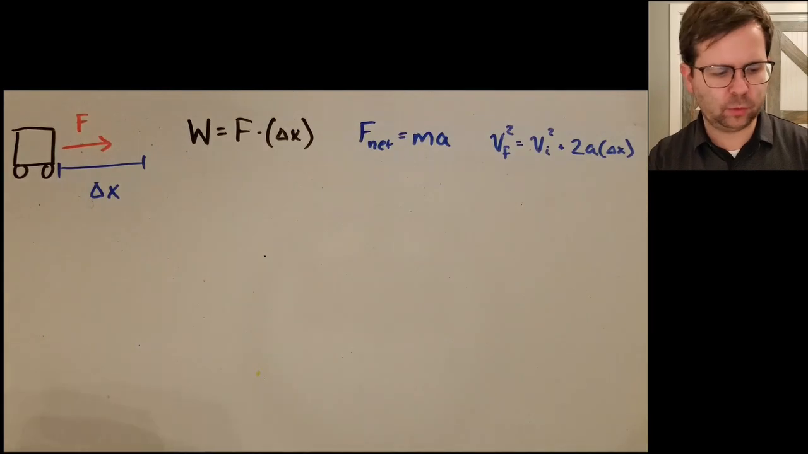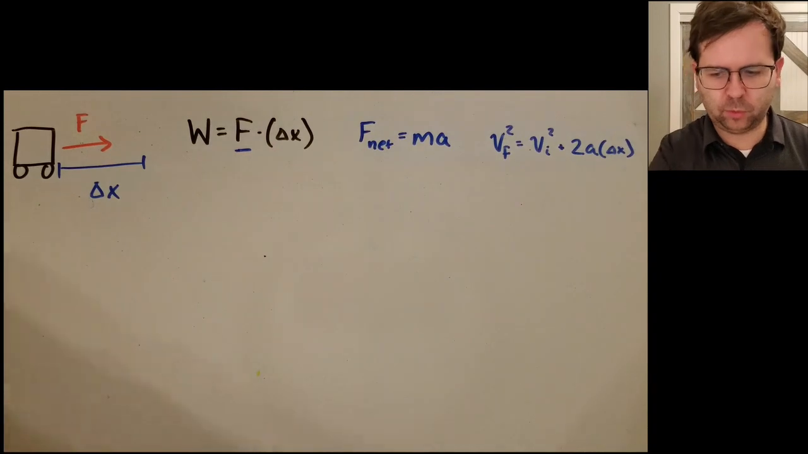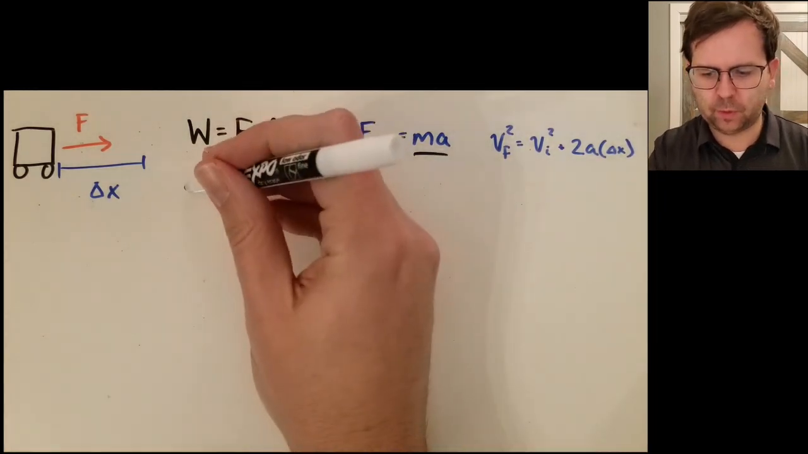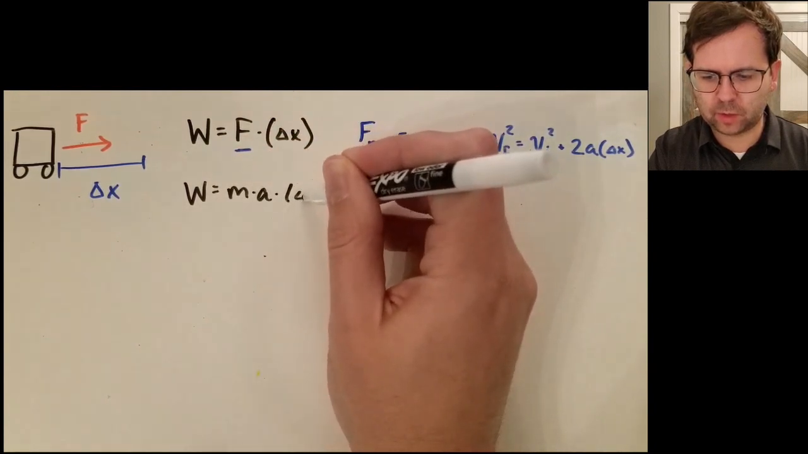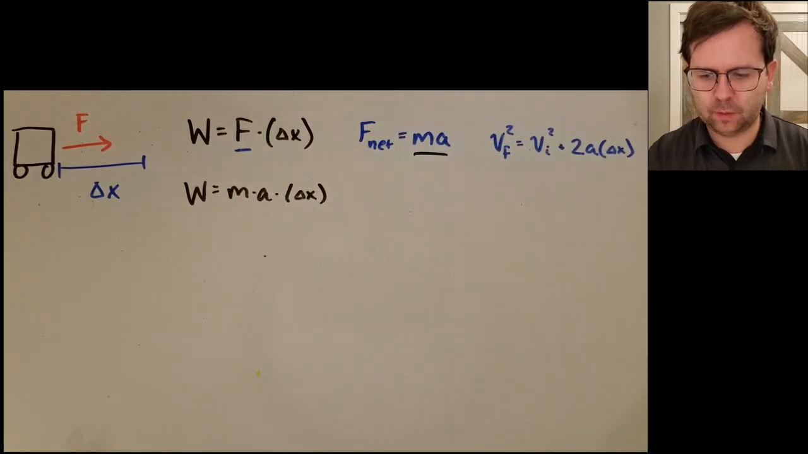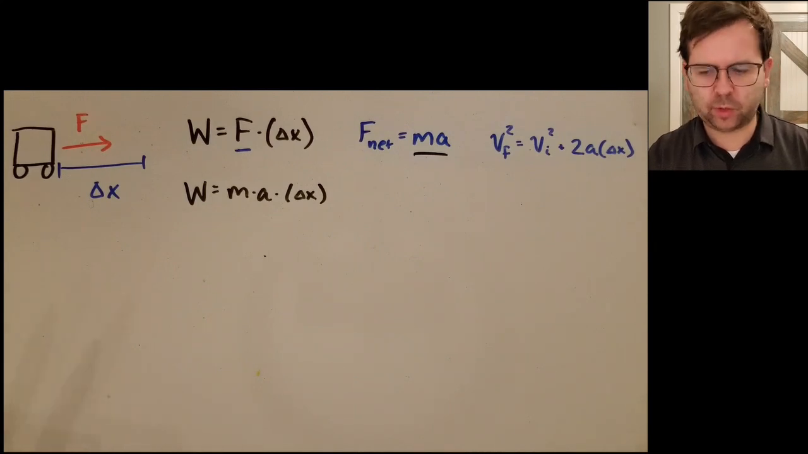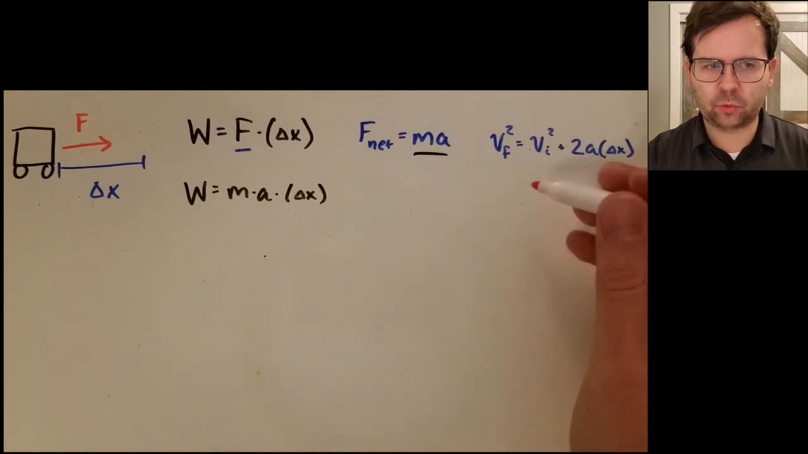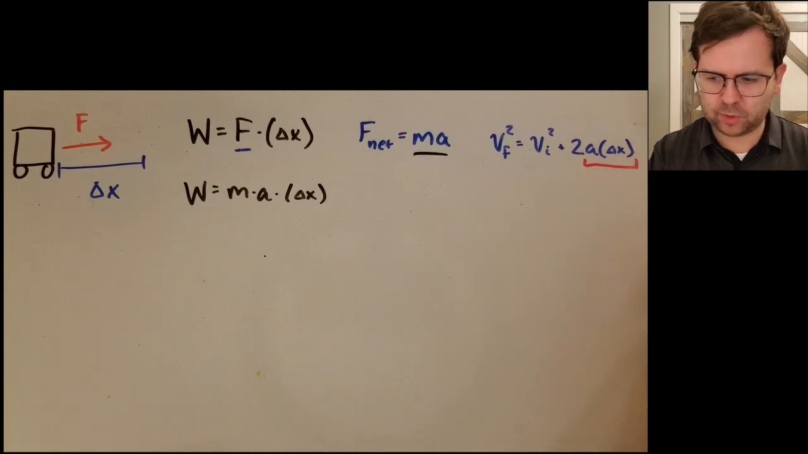That equation, paired with Newton's second law, lets us do some rearranging of this original work equation. The way that we'll start is I'm going to take this force right here, and instead of using force, I'm going to use mass times acceleration. So work equals mass times acceleration times delta x. I'm also going to do some rearranging of the equation over here. I'm going to solve this equation for this quantity, acceleration times delta x.